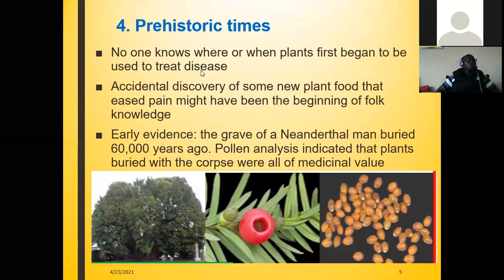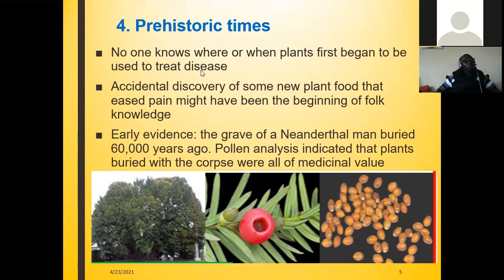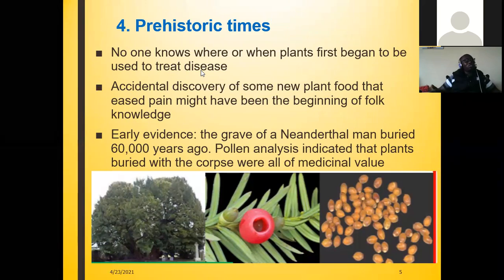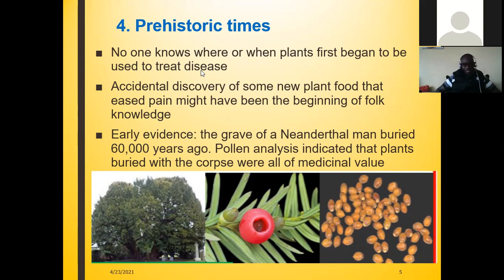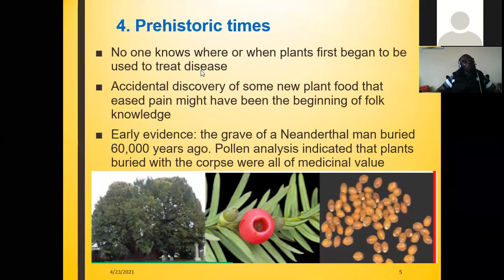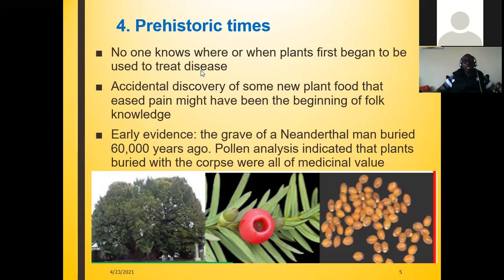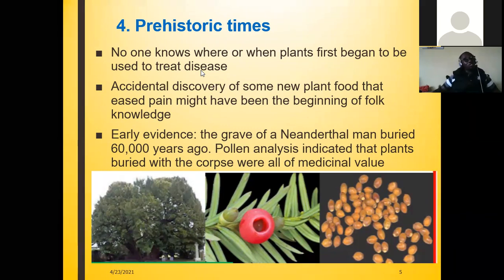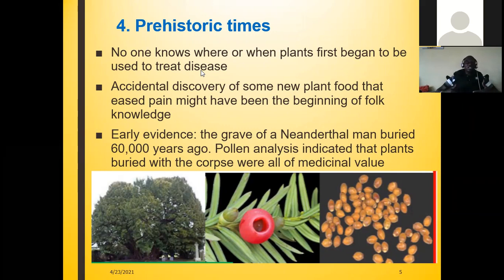Now, when you look at the Bible, you see that in the Garden of Eden, God is directing Adam: I have given you dominance over all things. Use fruits as food and leaves as medicine. So we see that the use of medicinal plants has been with us for a very long time. But it is not known exactly when and where people first started using these plants. So it is assumed that it could have been due to accidental discovery, whereby people were feeding on some of these plants and it was found that they helped in easing pains or treating certain diseases, and so people started using medicinal plants.